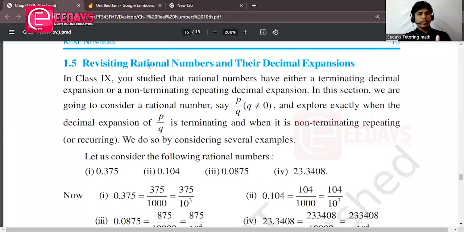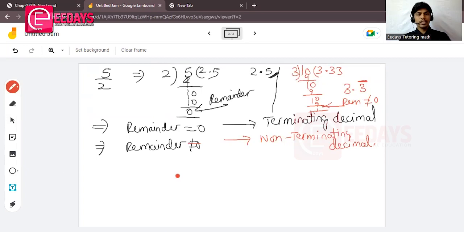Before we understand the topic of decimal expansion, you need to know all these words, because they mention non-terminating repeating. I'll explain what non-terminating and repeating mean, so that's why the basics are important. If you get remainder 0, it is terminating, and if you couldn't get remainder 0, it is non-terminating. The word recurring is nothing but repeating. Let's understand that word also.